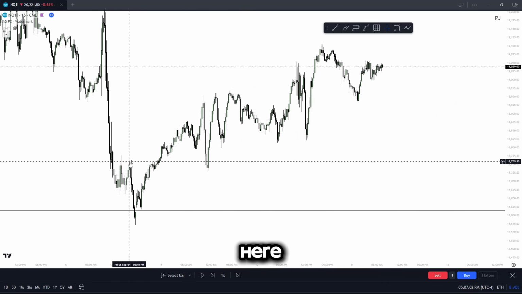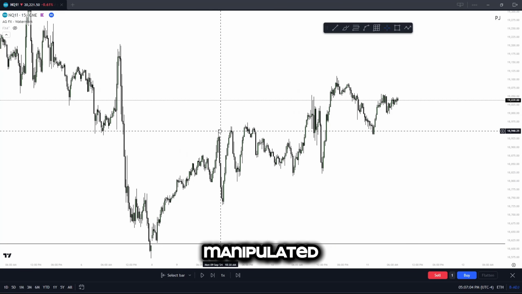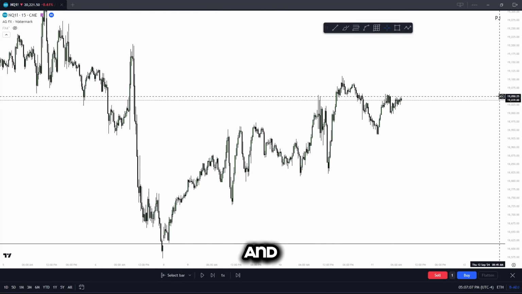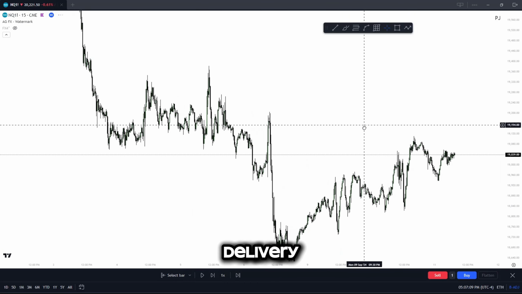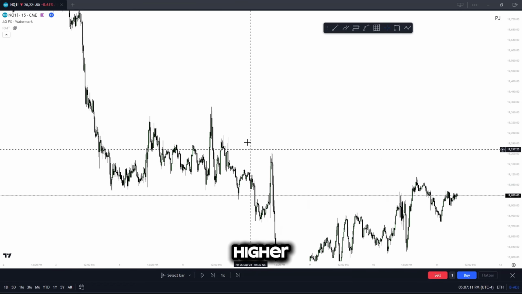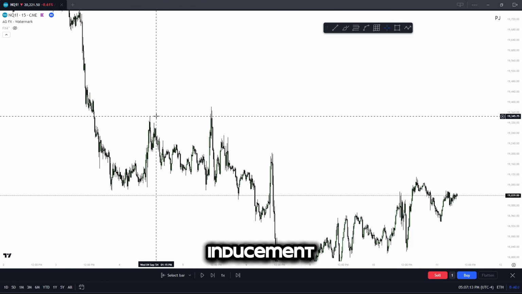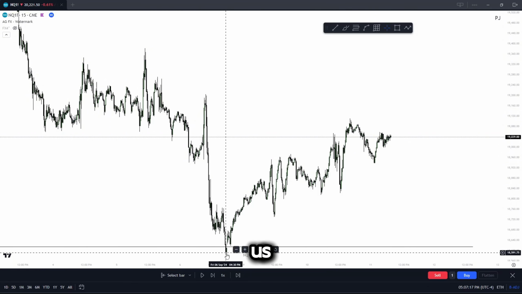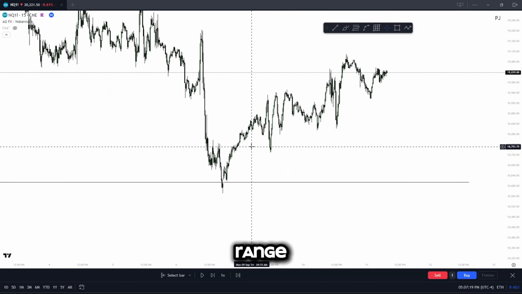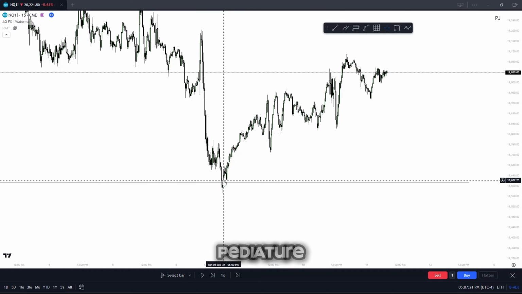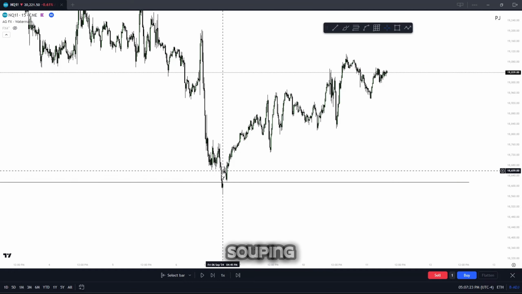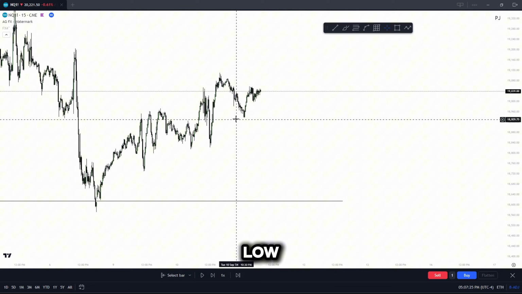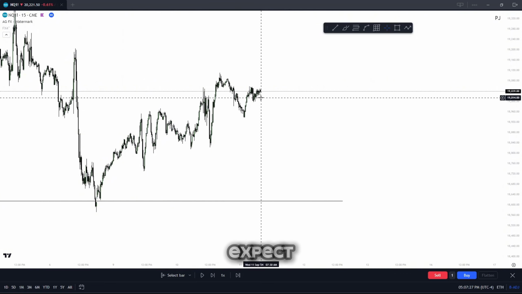We can see that we've accumulated, manipulated, and distributed. As well, you can see our bearish delivery, but it's into a higher time frame buy model here. Inducement into these highs, right? These highs are not protected as we see us deliver back from inside of the range from our higher time frame PD array. Also into this NWOG, souping the NWOG and delivering a Monday low of week. We can then expect a Wednesday expansion.